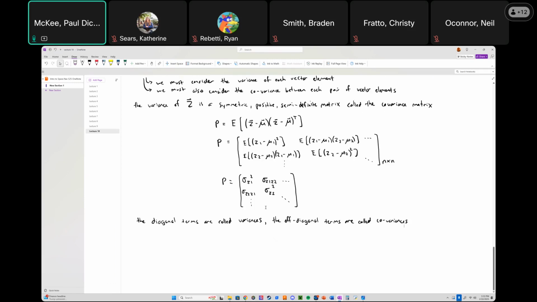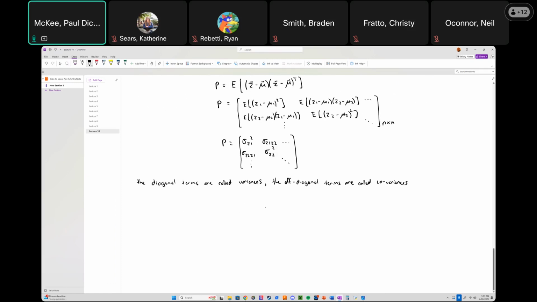Now, one more thing, and then I think we're ready for a break in a moment. We can also say that sigma_ZiZj is some rho_ij times sigma_Zi times sigma_Zj. So the covariance between the ith and the jth term is the same thing as the standard deviation of each of those terms multiplied together times some what's called a correlation coefficient.